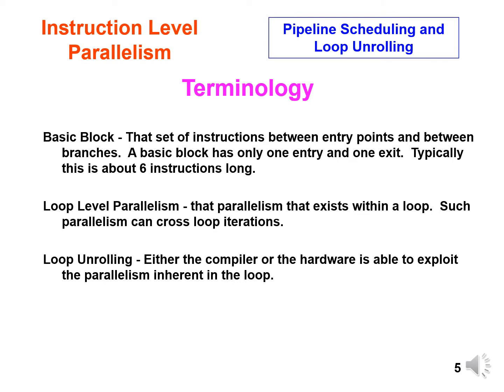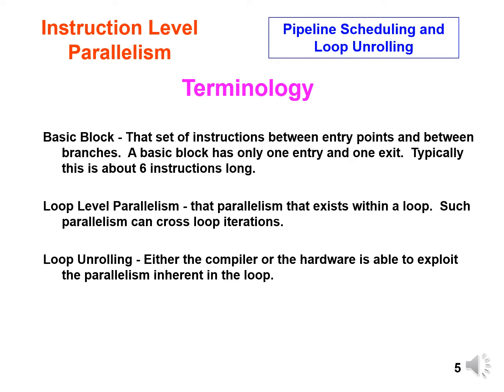So next, instruction level parallelism. In this, first we have to find the basic block, and we have to discuss loop level parallelism and what loop unrolling is. The first one is the set of instructions between entry points and between branches. A basic block has only one entry and one exit. Typically this is about 6 instructions long.